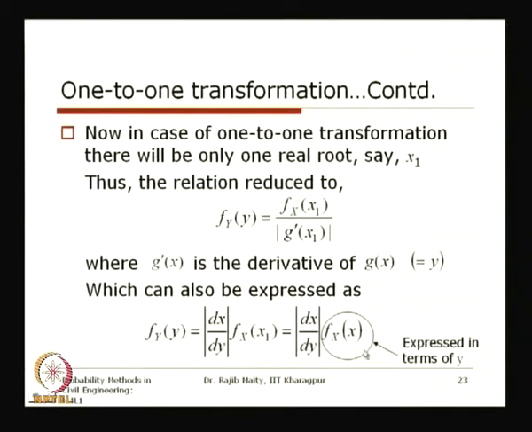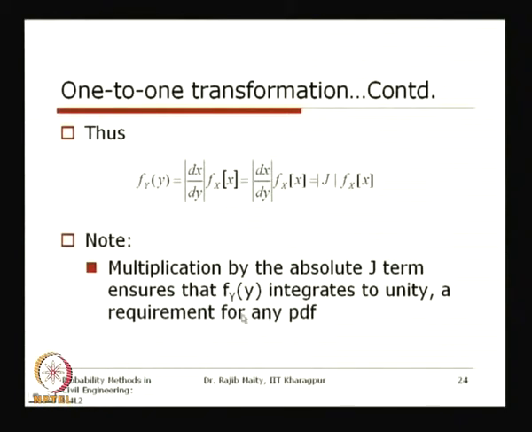So, this is the PDF of x expressed in terms of y, multiplied by the first derivative of the inverse function, the dx/dy, which is nothing but the Jacobian. This is what we discussed in the first slide on continuous random variables. So, f_Y(y) equals the absolute value of the Jacobian multiplied by f_X expressed in terms of y. It can be proven that multiplication with this Jacobian ensures that this integrates to unity, which is the requirement of a PDF.